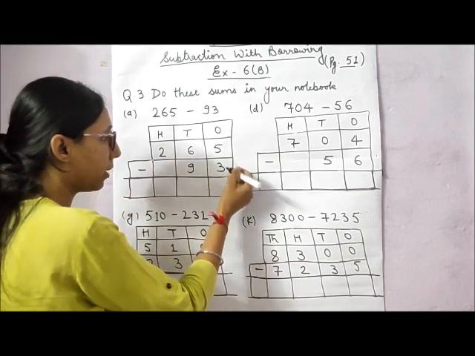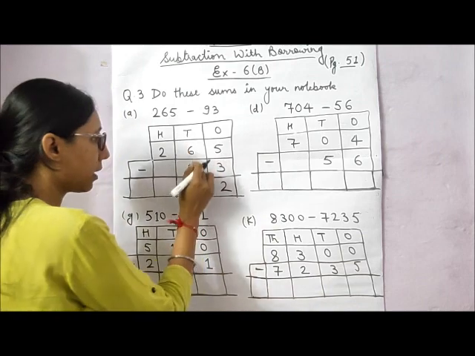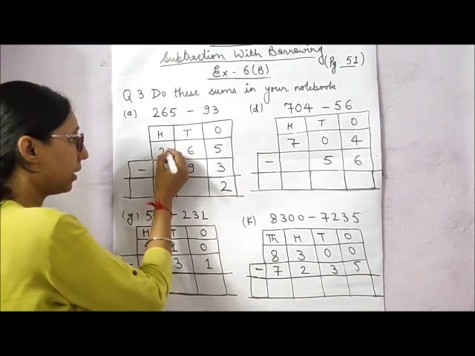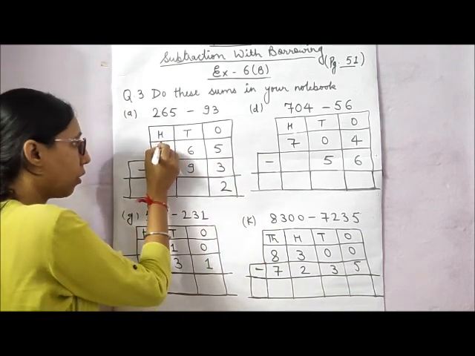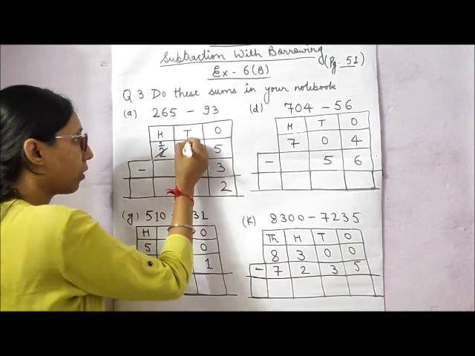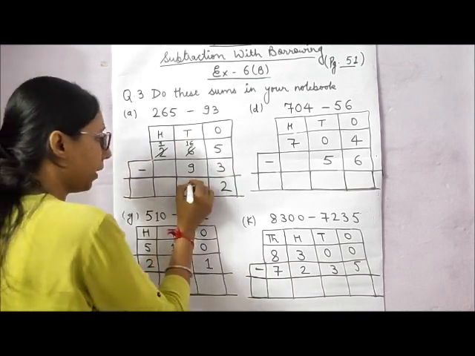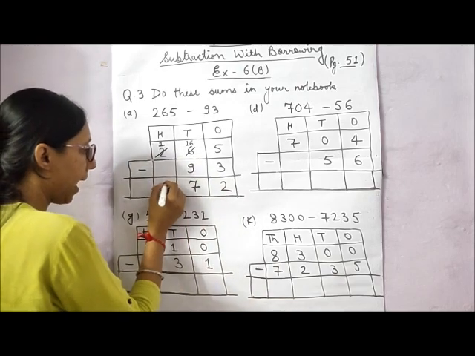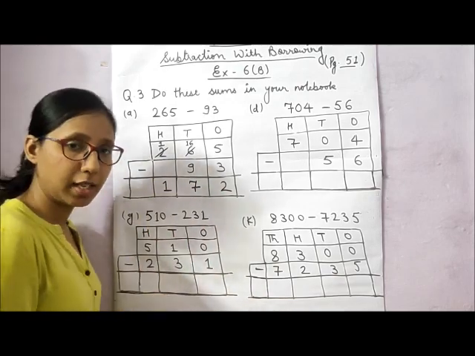Now 5 minus 3 is 2. 6 minus 9 not possible. Take borrow from this 2. यहाँ हो जाएगा 1 and this 6 will become 16. Now 16 minus 9 is 7 and 1 as it is. So 172 is the answer.